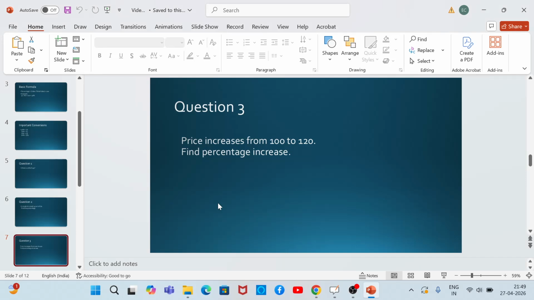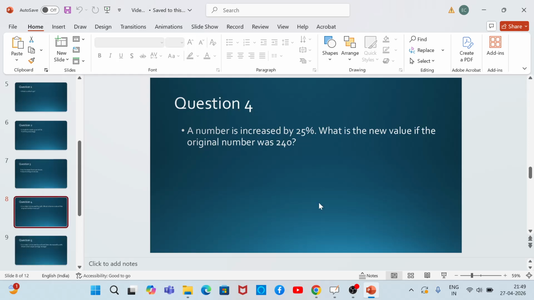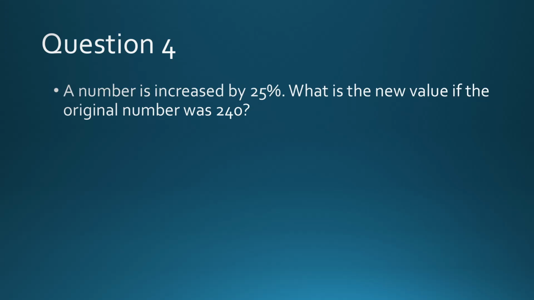Okay, these are very basic questions which came in previous year CAT. We are not discussing the tough ones now. We'll discuss it in some other video. For now, we'll discuss some easy questions based on percentages which appeared in CAT. So this is one of the questions. A number is increased by 25%. What is the new value if the original number is 240?